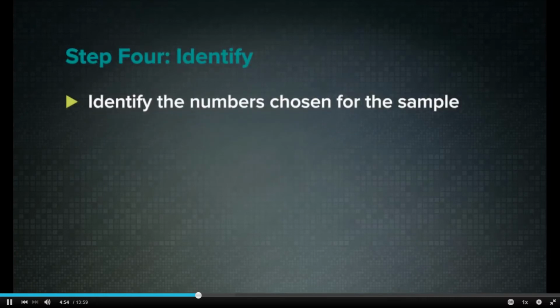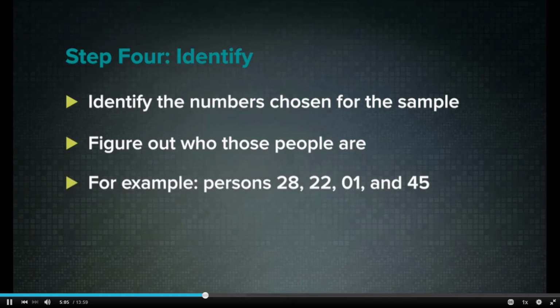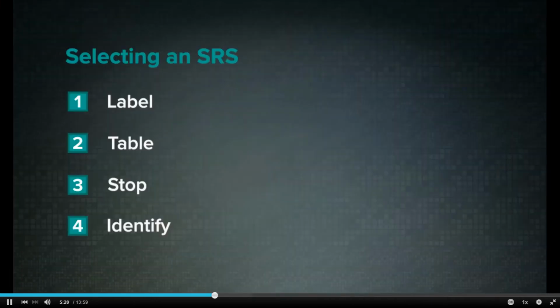The last step is identify. You need to identify the numbers chosen for the sample. In other words, you need to figure out who those people are. Let's say it's persons 28, 22, 01, and 45. Now you have a complete solution to choosing a sample using a random number table. Be sure and address each one of these steps to properly describe selecting an SRS.